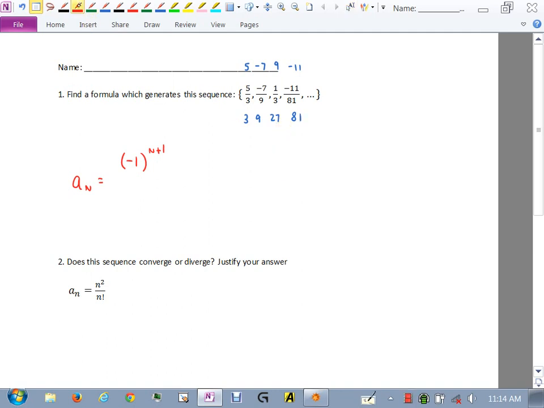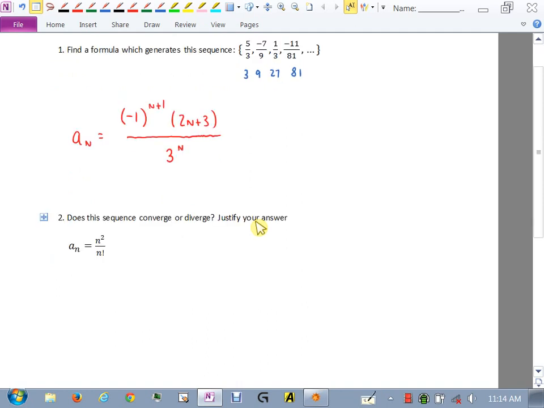So how do I create the odd numbers on top, starting with 5? 2n plus 3. And then the bottom, just powers of 3, starting with 3 to the first power, so just n. That would work. Okay?